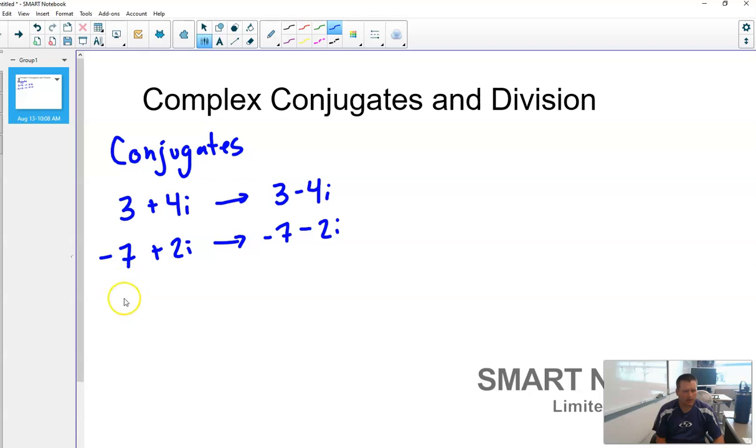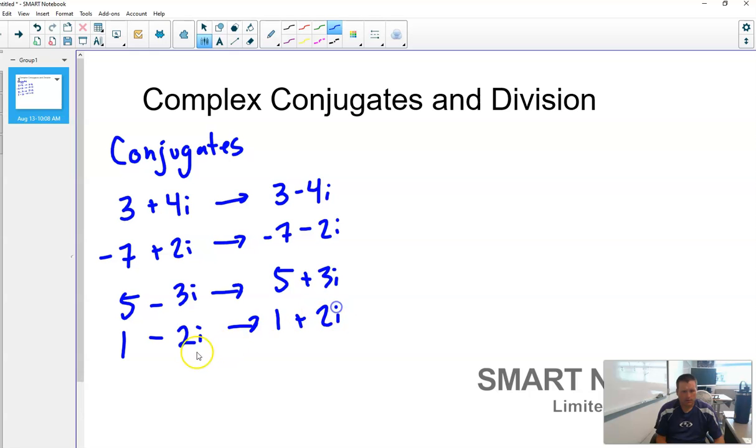Or I could have a complex number of 5 minus 3i. Its complex conjugate is going to be 5 plus 3i. Hopefully you guys are seeing some sort of trend here. All we're doing is its conjugate is just the imaginary part, signs changed. Everything else is exactly where it is. I could have just 3i, its complex conjugate would be negative 3i, because it's 0 plus 3i, so it'd be 0 minus 3i, okay? So that's what a conjugate is.